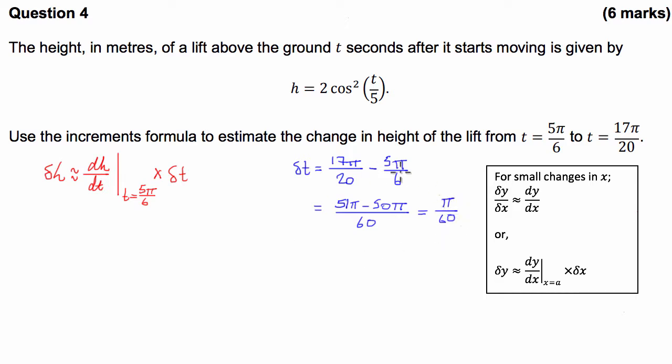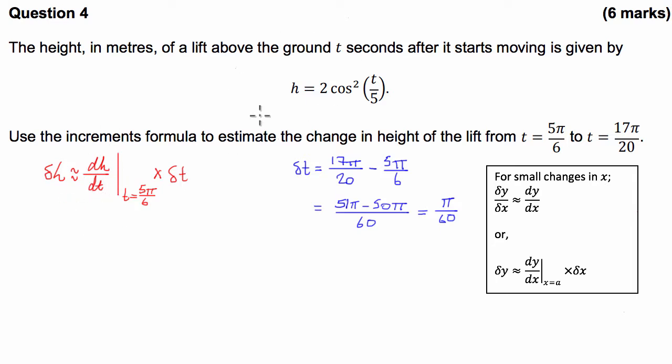Now, although that seems pretty basic, for the 6 marks that this question is worth, you might get 1 for just writing this. And you might even get 1 for explaining what the incremental formula is. So after we've worked out our delta t, next we've got to work out our derivative of height with respect to time.